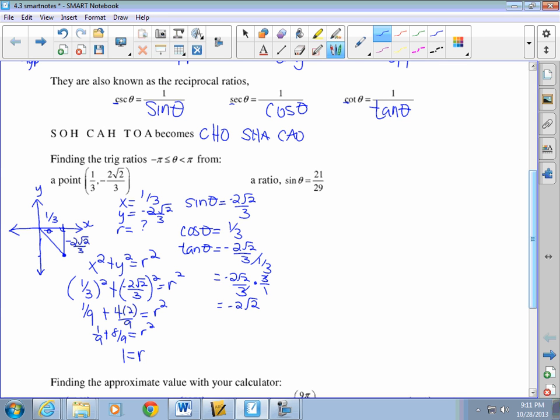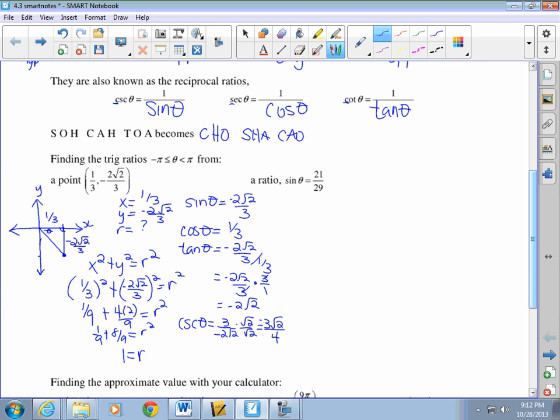So my reciprocal functions then are just going to be the flips of those. So for sine, my opposite is cosecant. So that's going to be 3 over negative 2 square root 2. But I can't leave a square root 2 in the bottom. So that means I have to rationalize the denominator. So I multiply by square root 2 over 2. So that's 3 square root 2, and I'm going to put my negative on the top, over 2 times square root 2 times square root 2 is just a 2, so that becomes a 4. So negative 3 square root 2 over 4 is my answer for cosecant.